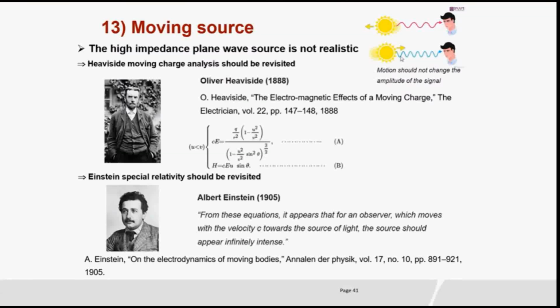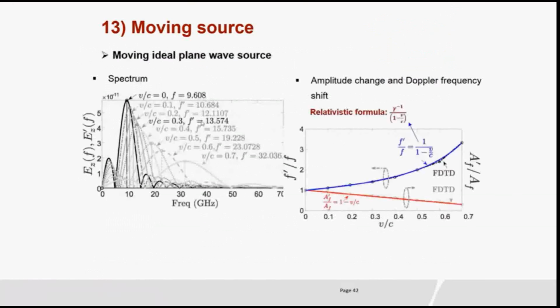This is an image I got from the internet. When the light moves in this direction or the other direction, you can see the amplitude is the same, but just the frequency has changed, not the amplitude or the intensity. Here we can also analyze how the frequency changes when the source is moving at different v over c. And what you can see is f prime over f equals 1 over 1 minus v over c. In the other direction it will be plus. If we compare with the relativistic formula, the relativistic formula has an inverse gamma factor.